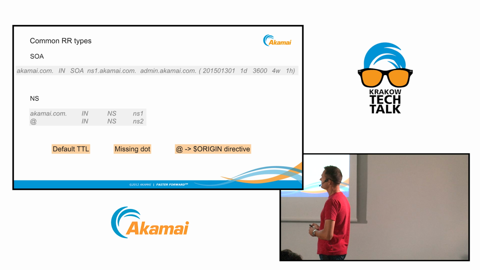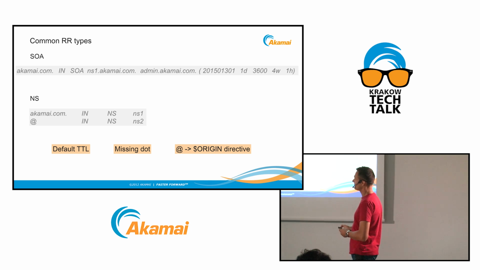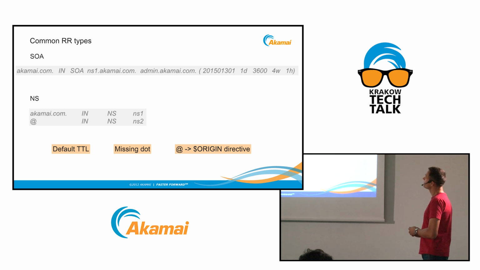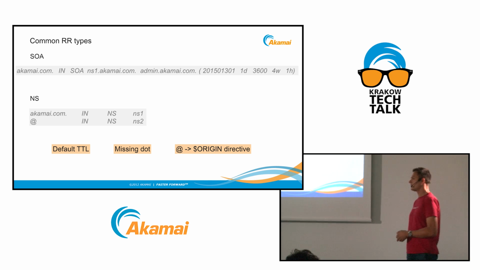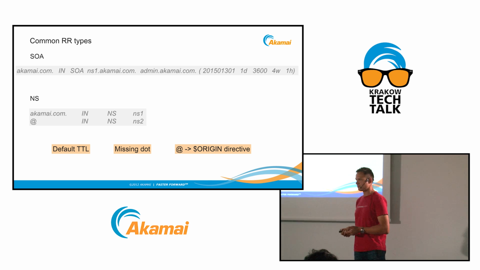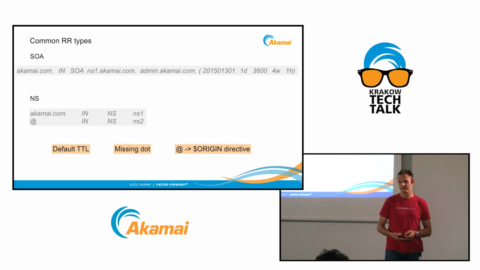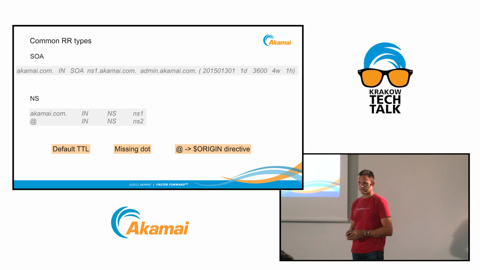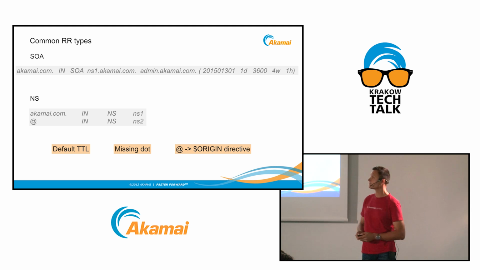which says that this is the name server for the domain Akamai.com. Here you have the administrator email address, in case there are some technical issues. And then, in brackets, you have a few numbers. The first one is the most important one. This is the serial number. Each time you make modifications in the zone file, you have to update the serial number. Otherwise, other name servers will not apply those changes. They will not see what you updated.